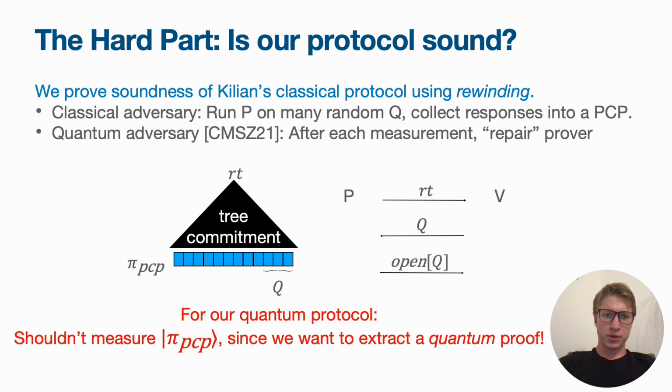Now, how does this rewinding idea fare in our quantum setting where we want to have a quantum proof? Well, we right off the bat run into a problem, which is that we shouldn't be measuring our proof anymore, at least not on the standard basis, and really we shouldn't be measuring it in any basis, because the basis in which one wants to measure the registers of a quantum PCP might depend on which query we're asking. Really, we need to be extracting a quantum state, which should serve as a proof.